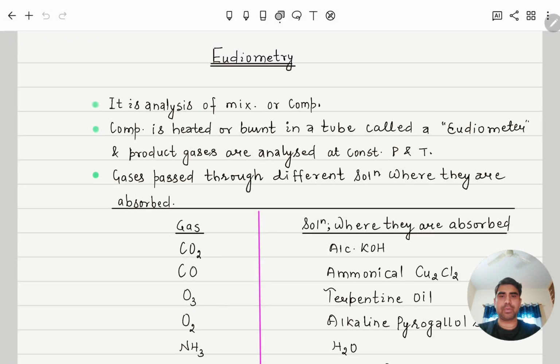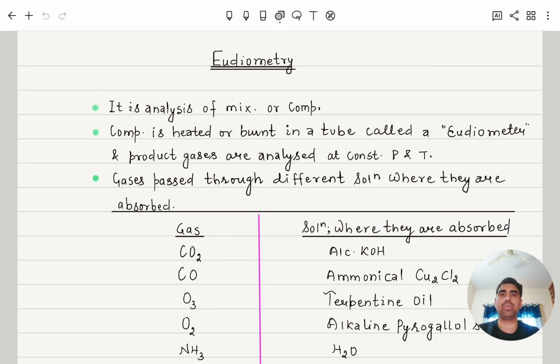Hello everyone. So next, third unit, we will complete eudiometry. Eudiometry is a process by which we can estimate the molecular formula or the mixture composition of elements in any given compound. For this we need one long discharge tube that is called a eudiometer.